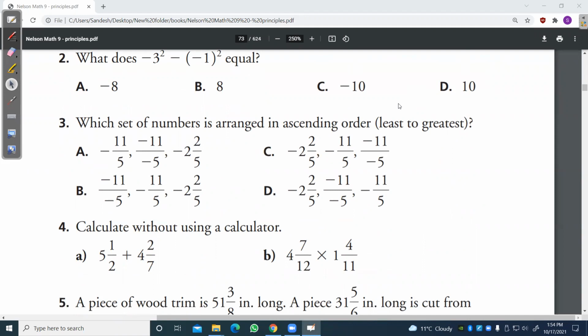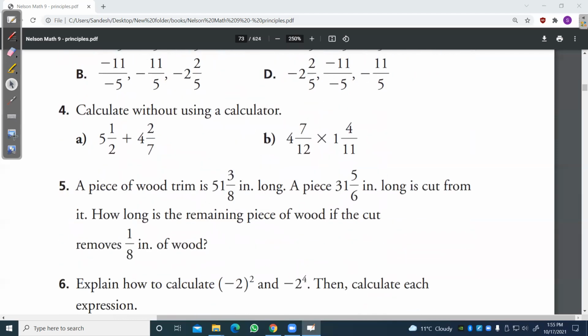It says which of the numbers is arranged in ascending order. There's a nice trick to this. The greatest number will always be positive. So which number is on the very right here? Which one of them is the positive? Is C the answer? Yeah, it is, because it has a positive number on the right. That means this must be the proper order.